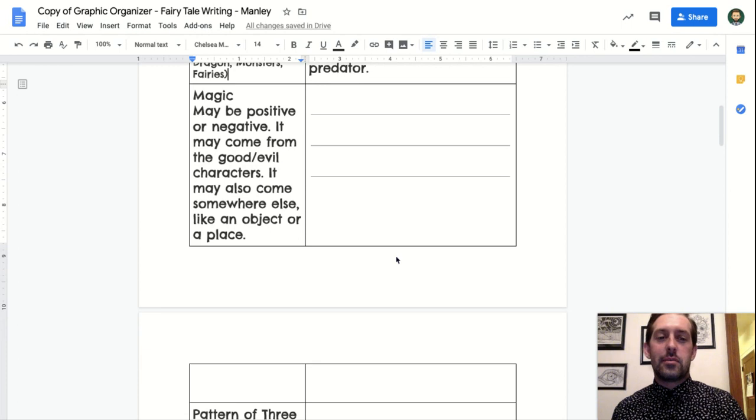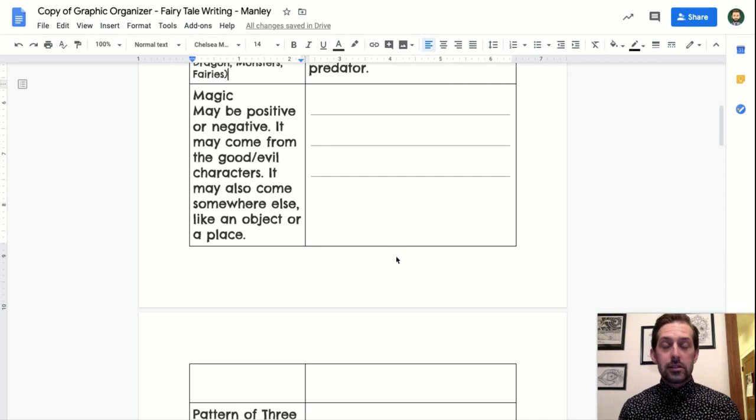The thing I wanted to talk about today was moving on to the next element of magic. So when we think of the magic in our fairy tales, remember, magic in a fairy tale could be positive, it could be helpful, or it could be negative or harmful. It can come from the characters in your story, like the good character might have a magical element, the evil characters might have a magical element.